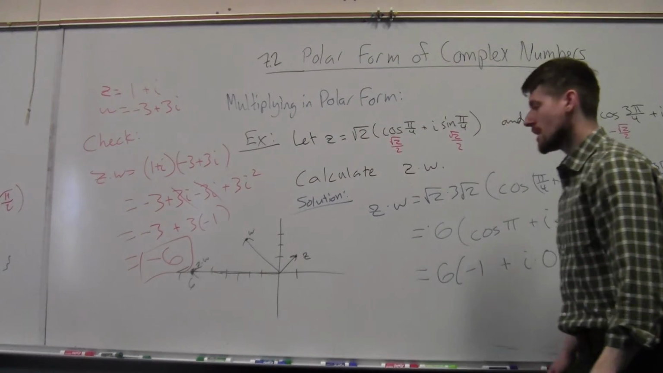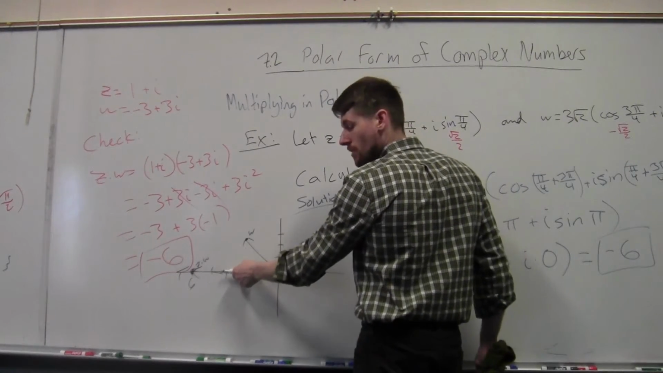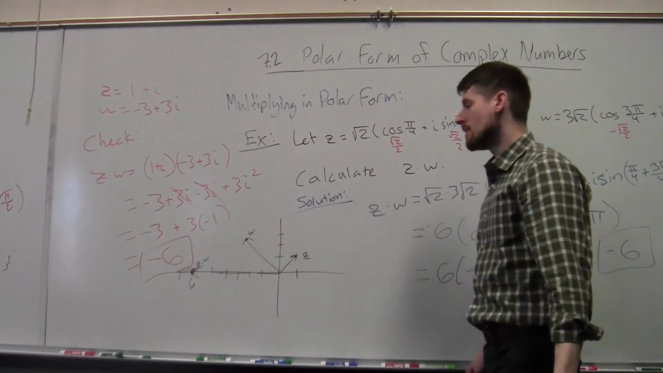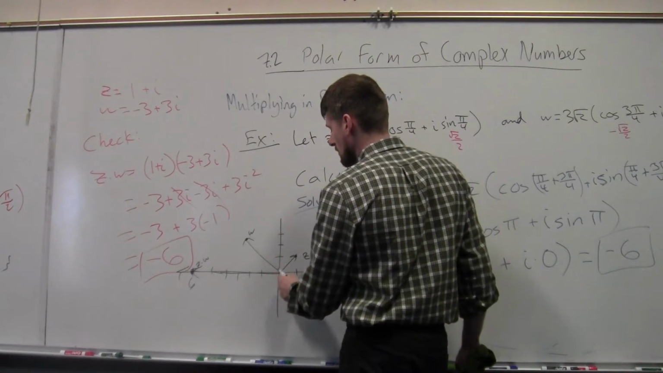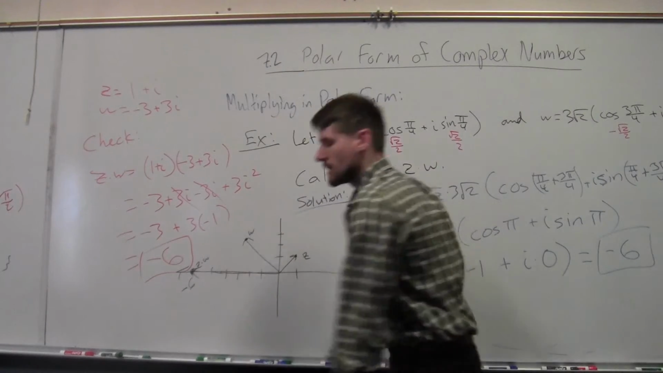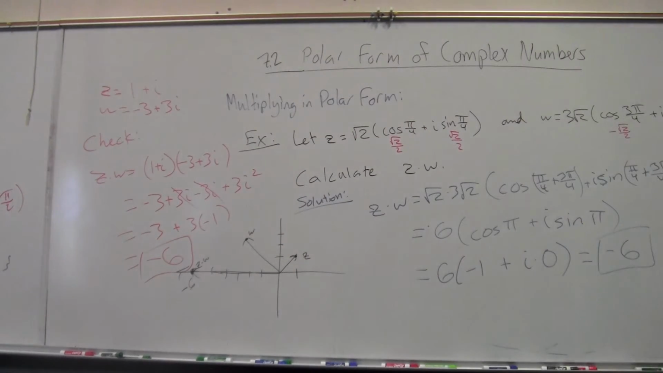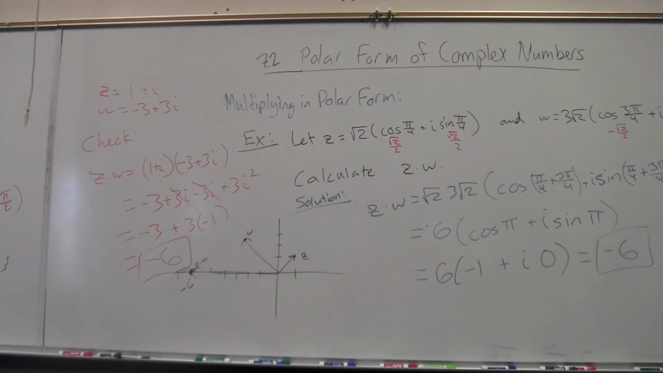You take z, you take w, and then there's z times w. You add the angles together, so we've got 3/4 of pi, and then we add another 1/4 of pi, and that gives us the direction we're going, and we take this magnitude and this magnitude, and we get a magnitude of 6 out. That's how multiplying complex numbers works in polar form. Sweet.